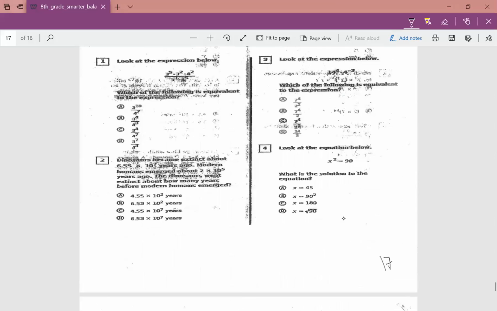All right, number 1 again. Just find this on mine.